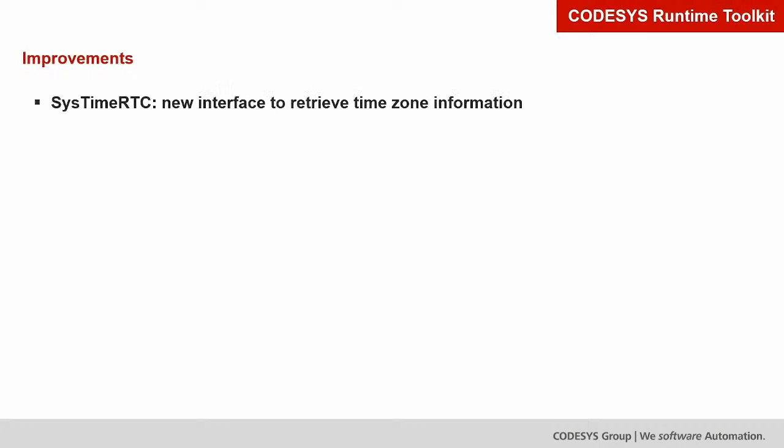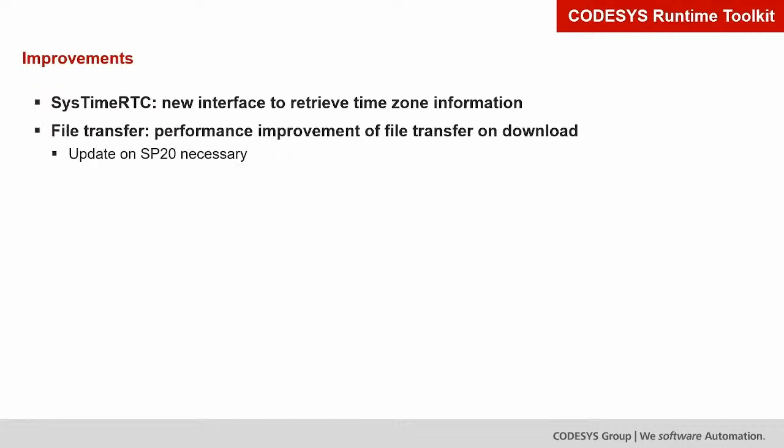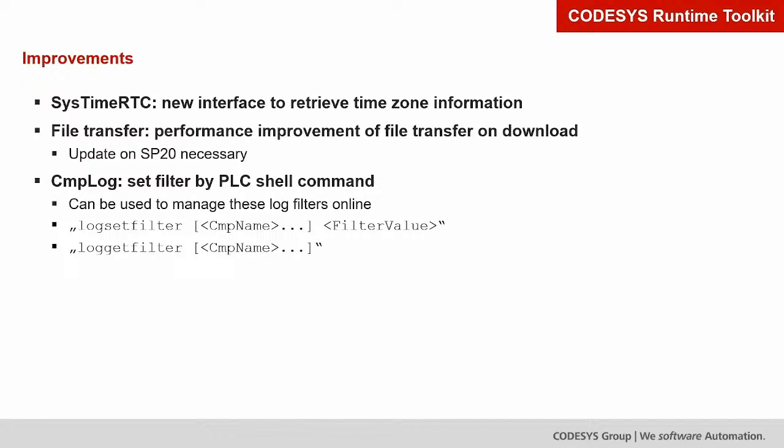First of all, about the improvements. First improvement is the system RTC interface. It is extended by a new interface function to retrieve the time zone information, which makes the handling of the real-time clock in IEC much easier. The second one is an improvement of the file transfer on download. Especially for visualization with plenty of image files, the download should be much faster with SP20. The next improvement is for the CMP log component. Now you have the possibility to set the log filter via the PLC shell. So while the runtime, the device is running, you can set a new log filter for diagnosis reasons.